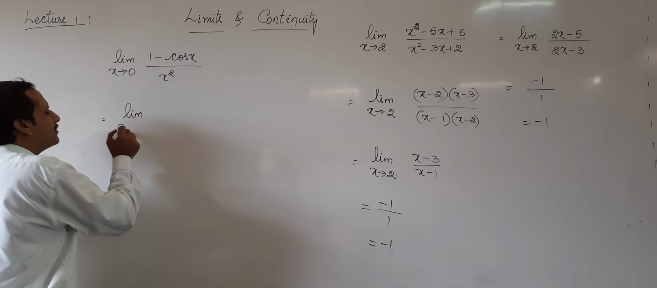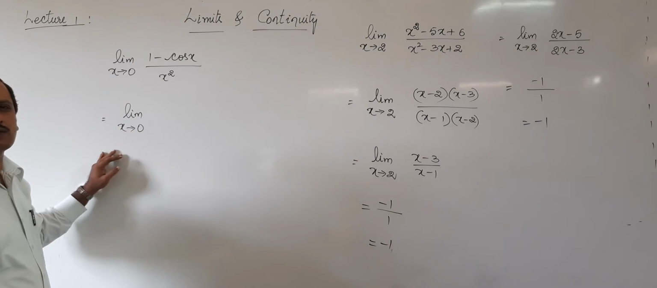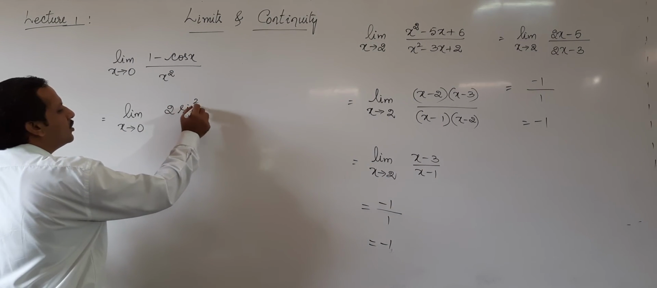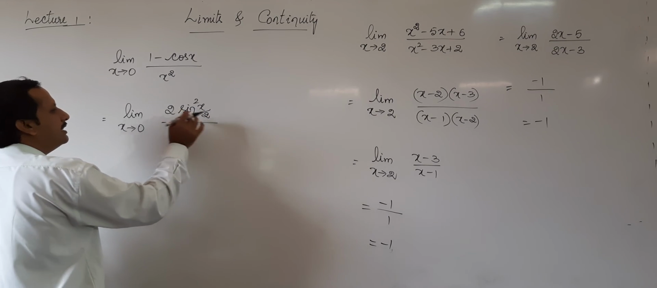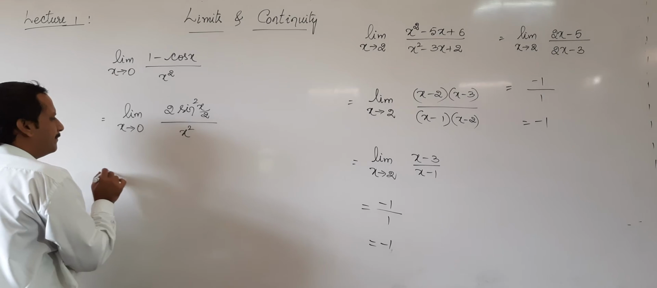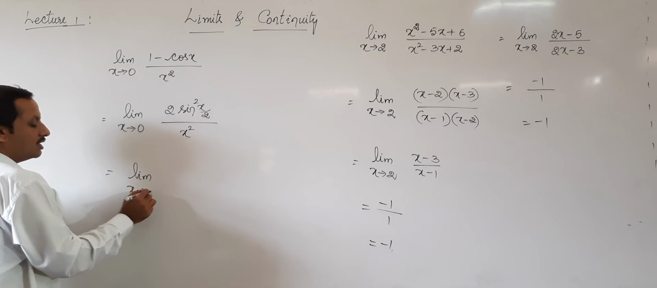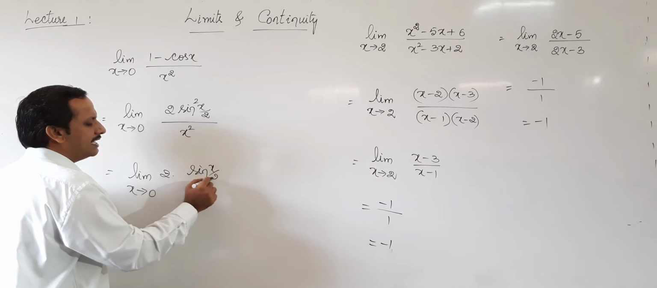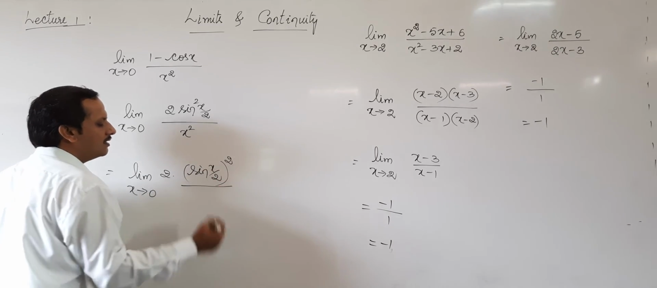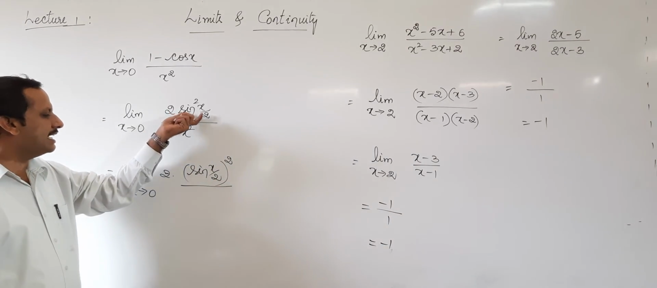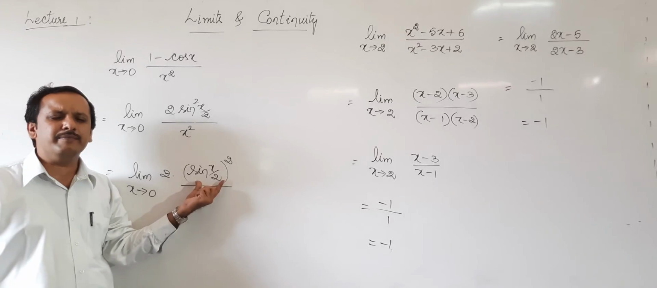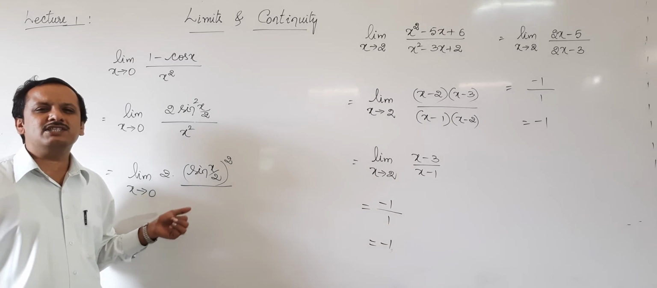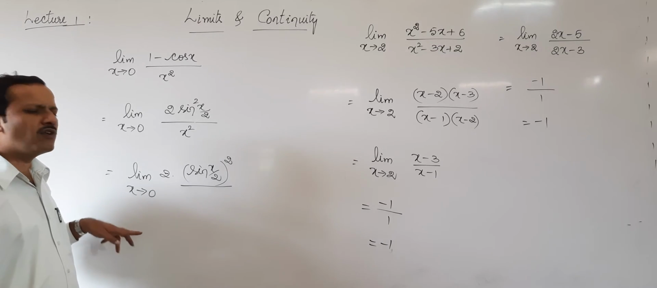Now you know one formula, 1 minus cos theta is equal to 2 sin square theta by 2. So 1 minus cos x, I will have to write that as 2 sin square x by 2, divided by x square. So limit x tends to 0, 2 into sin square x by 2. Sin square x by 2 is nothing but (sin x by 2) whole square. Since (sin x by 2) whole square is there in the numerator, in the denominator we want (x by 2) whole square, because I want to use the formula limit theta tends to 0, sin theta by theta equal to 1.